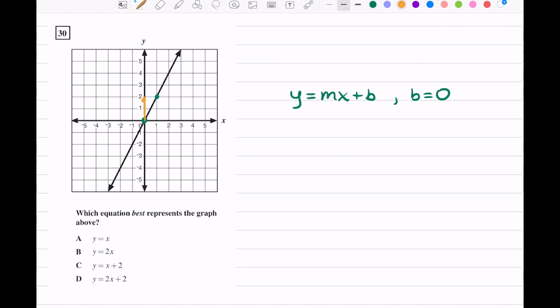So we rise 2 and we run 1. So our slope is 2 over 1, which equals 2. So plugging those values into our equation, we have y equals 2x plus 0. And so that 0, we can just remove that and write it as y equals 2x. And looking at our options, that would be option B.